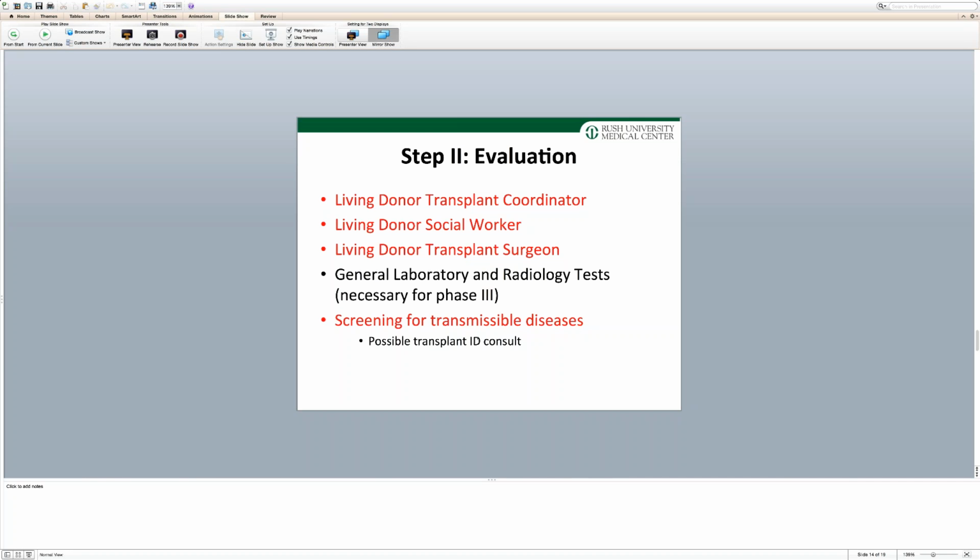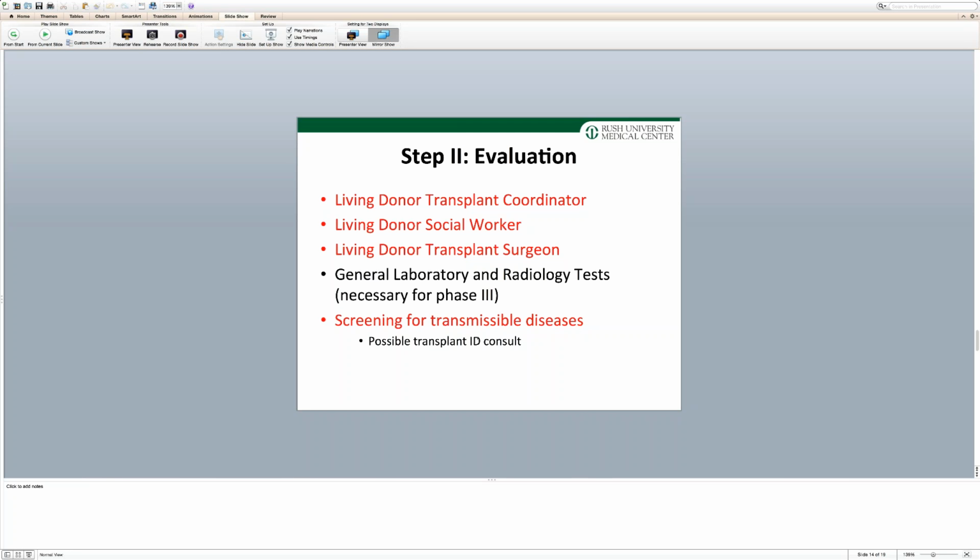The living donor social worker will perform a psychosocial evaluation of the potential living donor, including occupation, employment status, health insurance status, living arrangement, social support, smoking, alcohol, drug abuse, high-risk behavior, and any potential psychiatric illnesses, including depression and past suicide attempts. The living donor transplant surgeon will evaluate the potential donor's surgical candidacy and will sign the informed consent for the evaluation with the patient.